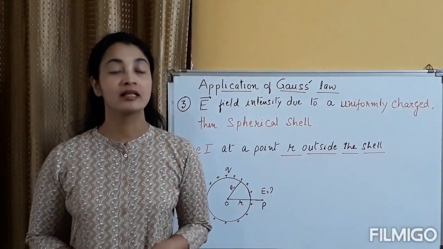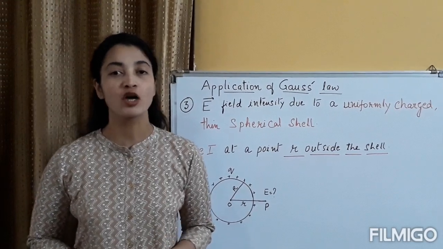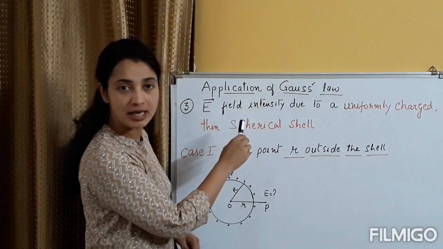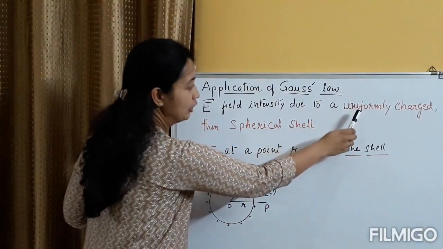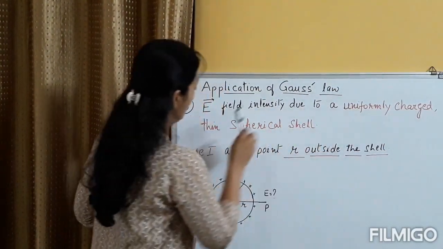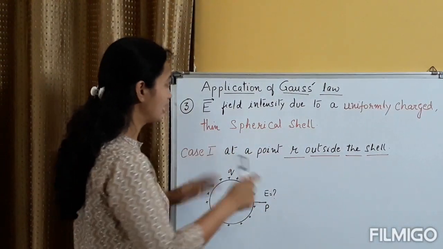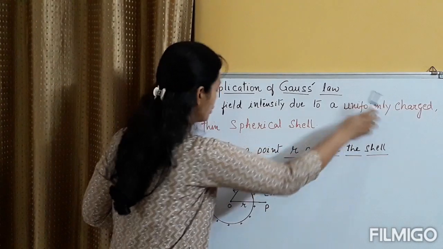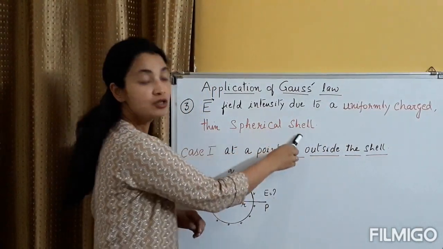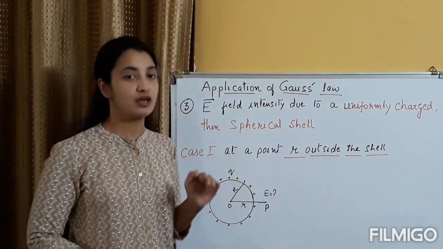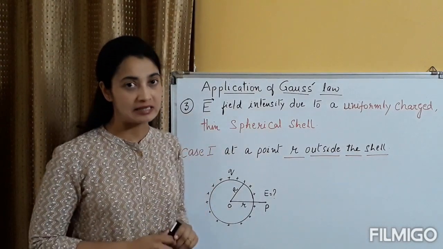Today we will study the third application of Gauss theorem, that is to find electric field intensity due to a uniformly charged thin spherical shell. The characteristics of the shell: uniformly charged thin spherical shell. Here we will study this particular application under three different cases.